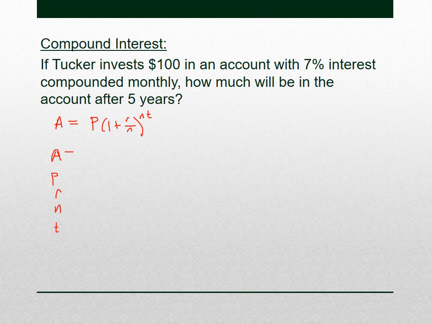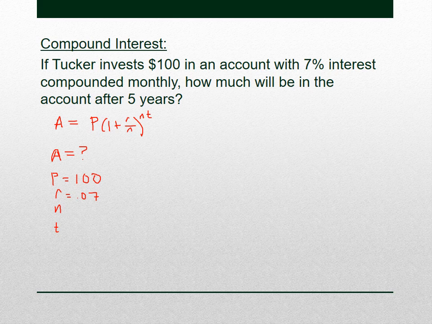Well, A, let's start at that. What is A? Well, that's what I'm looking for. I don't know, so I'm going to put a question mark. P stands for principal. That's the initial amount invested. So if it says Tucker invests $100, that's my principal. So P is 100. My rate says 7%, so to turn that into a decimal, I get 0.07.